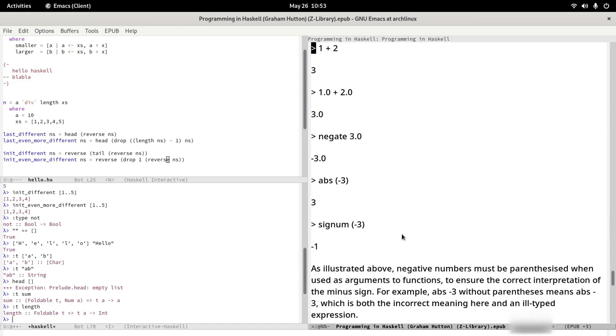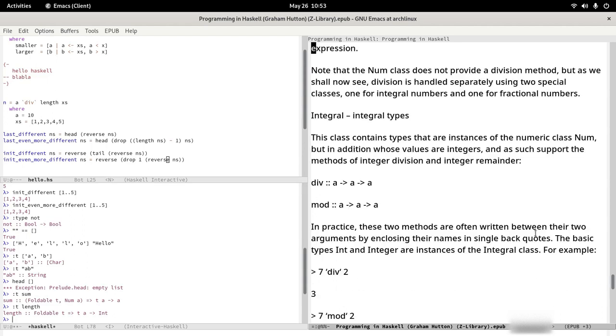As illustrated above, negative numbers must be parenthesized when used as arguments to functions to ensure the correct interpretation of the minus sign. For example, abs -3 without parentheses means abs minus 3, which is both the incorrect meaning here and an ill-typed expression.